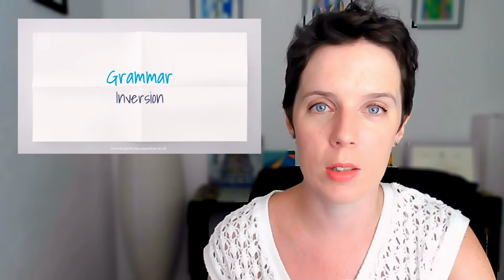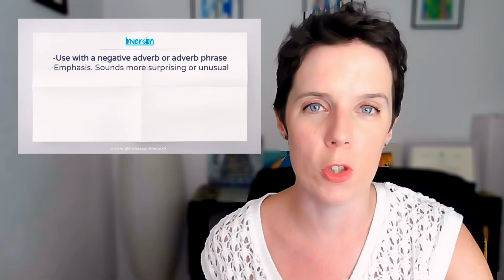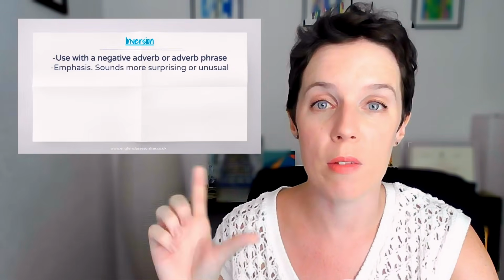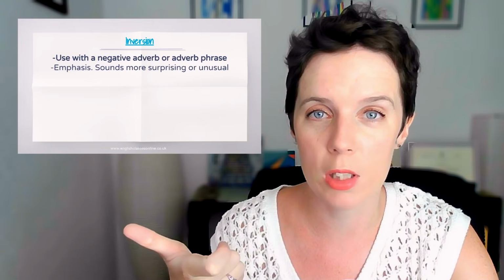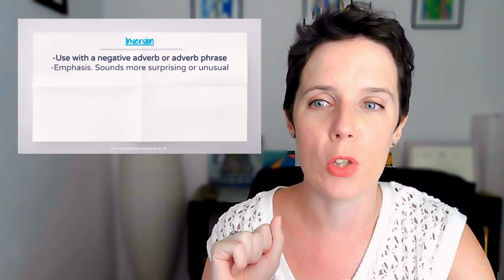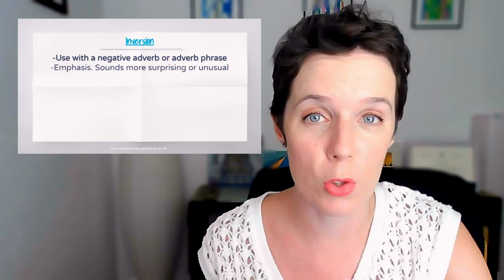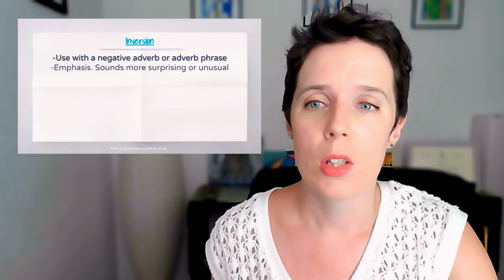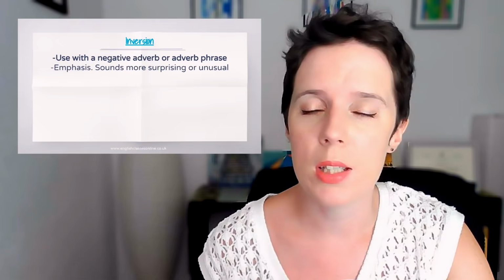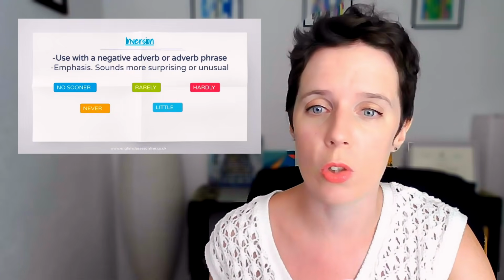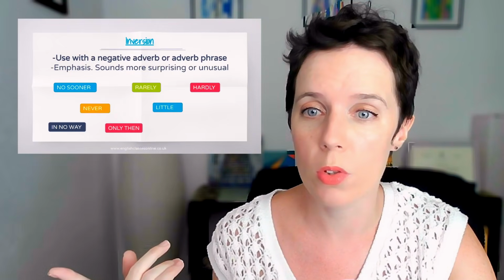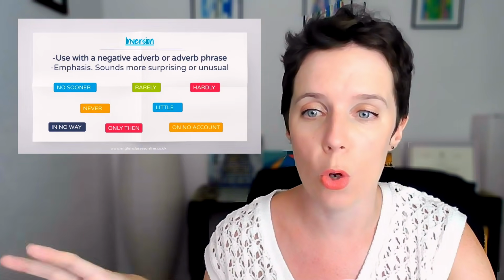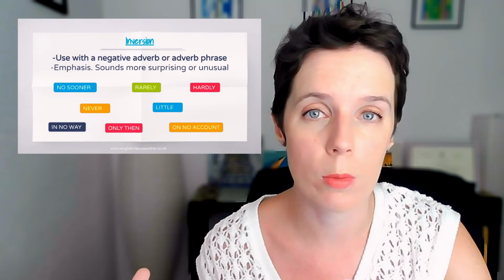Now we're going to take a look at inversion. Okay, so what is inversion? Exactly what it says it is. Basically, you're going to invert your subject and your auxiliary, and also you need to use a negative adverb as well here. And again, we use this for emphasis. Okay, so like I said, we use negative adverbs or adverb phrases. You can use any of these if you want. Okay, so no sooner, rarely, hardly, never, little, in no way, only then, on no account.